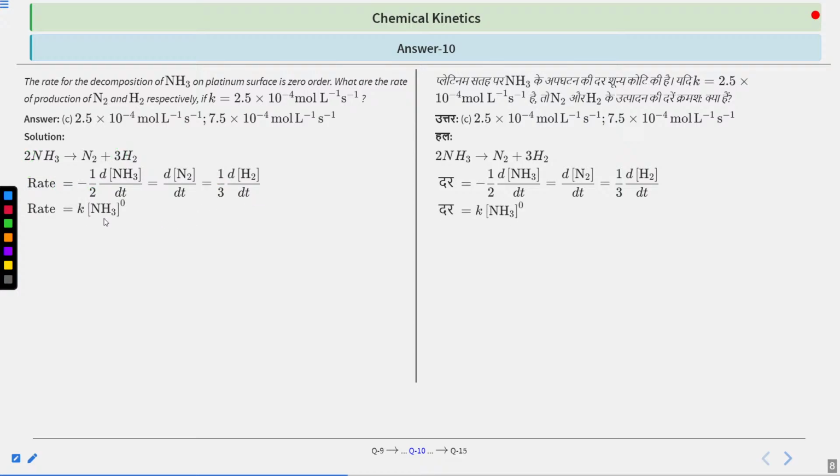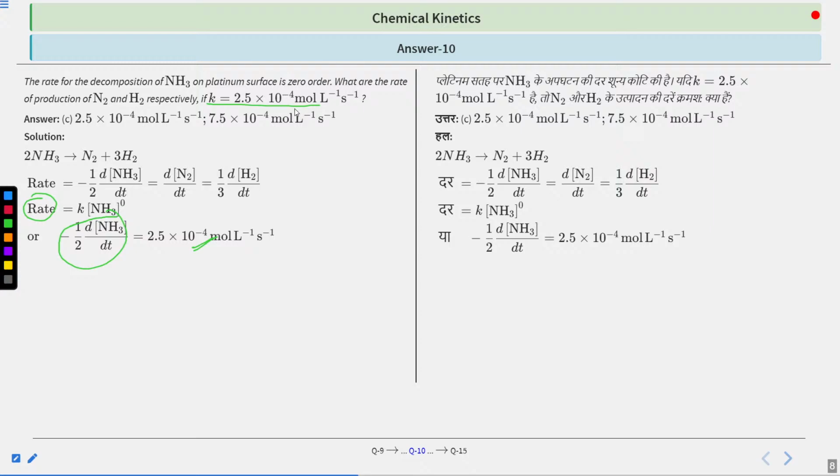Next, it is being given that it is a zero order reaction and your rate is also given. Clear? So if you put this thing, minus 1 by 2 dNH3 by dt, this thing will become 2.5 into 10 to the power minus 4. Why? Because rate is equals to k [NH3] raised to the power 0. So we have the k value. So we get the rate same as the value of k. If you put the rate value here, then you will get this thing.